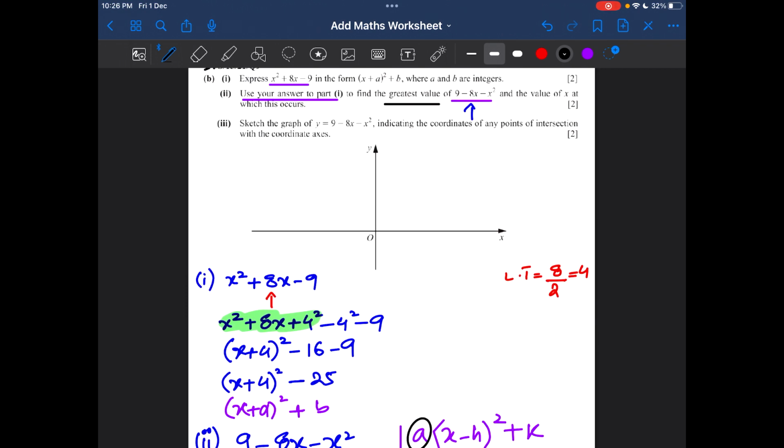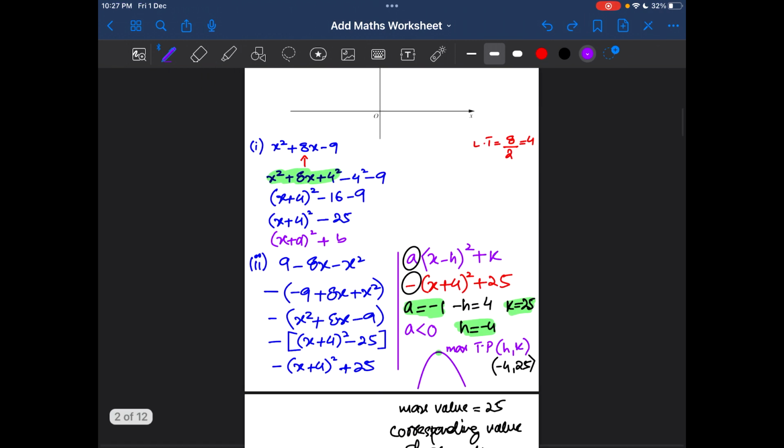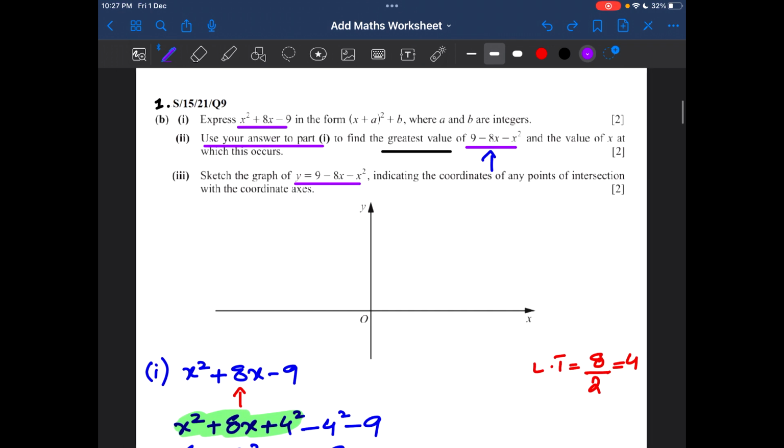Now in part 3, they are asking you to sketch the graph of y equals 9 minus 8x minus x square. You have seen that in part 2, this is the same equation of part 2. So it means the graph of this is going to be a concave down graph, indicating the coordinates of any point of intersection with the coordinate axis. They want you to sketch this graph, and since the coefficient of x square is negative, it is going to be a concave down graph, and we also know from the previous part that it is going to be a concave down graph.